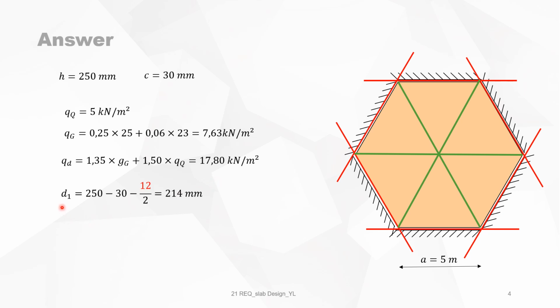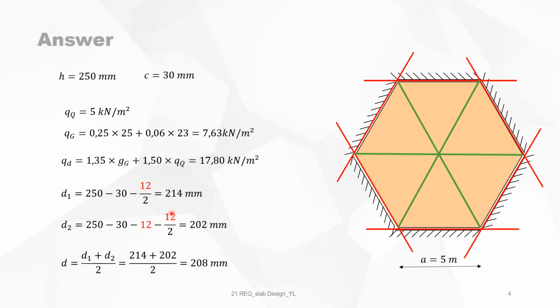The effective depth of the first layer of reinforcement is 250, the thickness of the slab, minus 30, the concrete cover, and we will assume that the reinforcement will have diameter 12. If not, we just redo the calculation a second time. This gives you 240 millimeters. D2, the second layer of reinforcement: the first layer is 12, so the second layer has an effective depth of 202 millimeters. The mean effective depth is 208 millimeters.